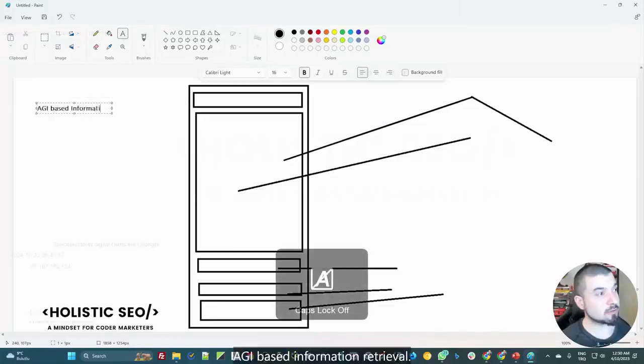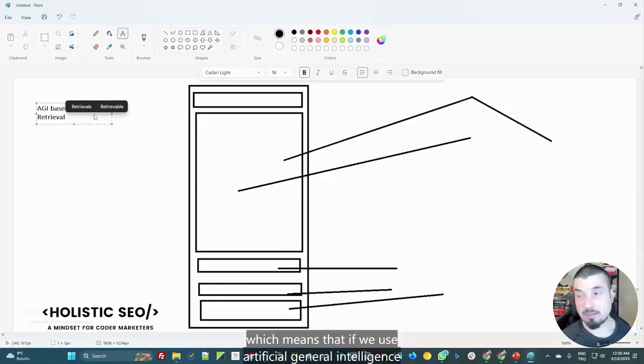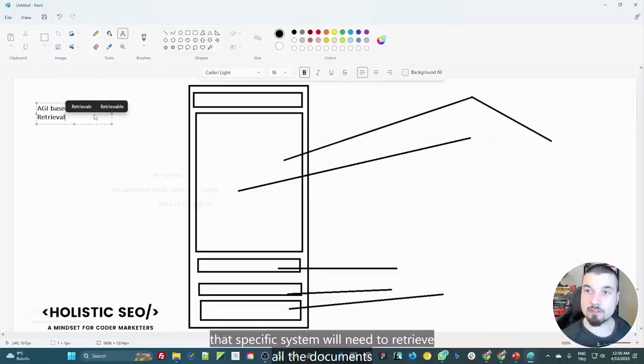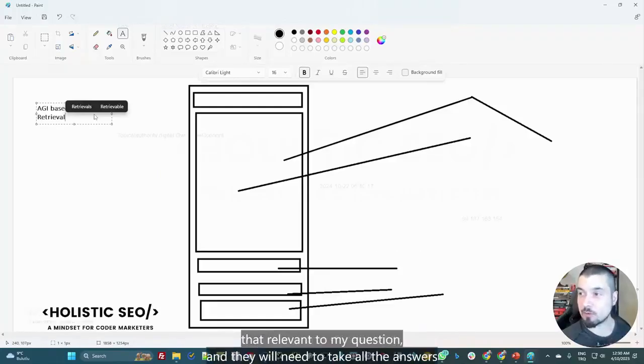AGI-based information retrieval means that if we use artificial general intelligence and generative intelligence in your website, when I ask a question, that specific system will need to retrieve all the documents that are relevant to my question, and take all the answers and the most relevant parts from all these documents. So there is always an issue there.